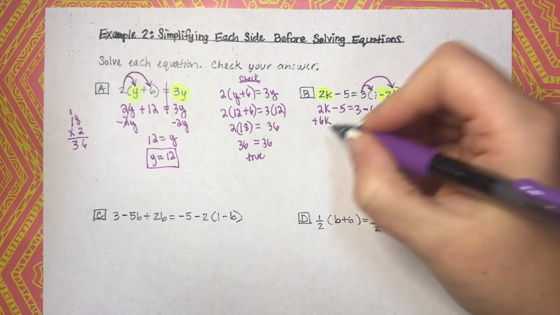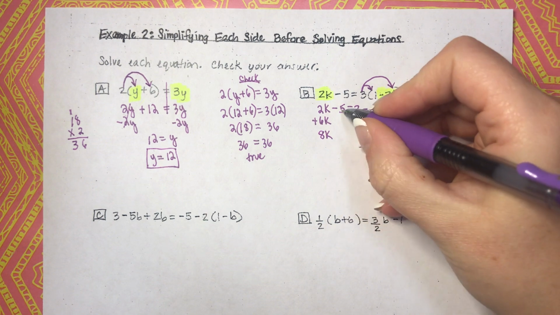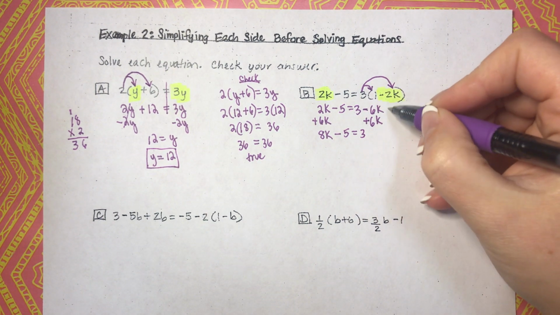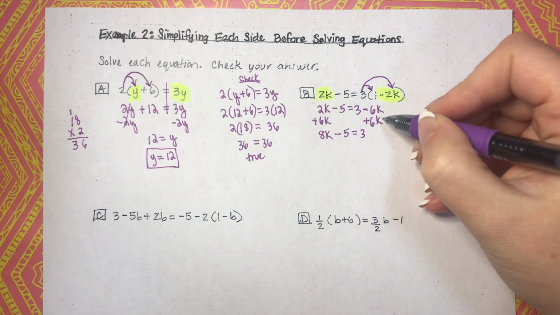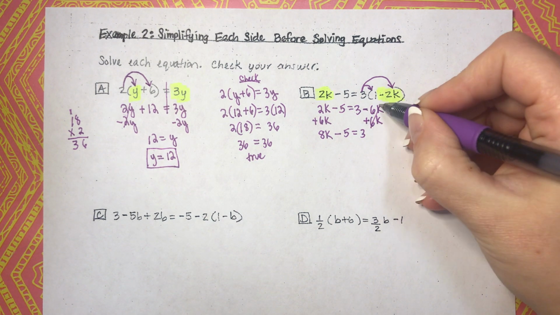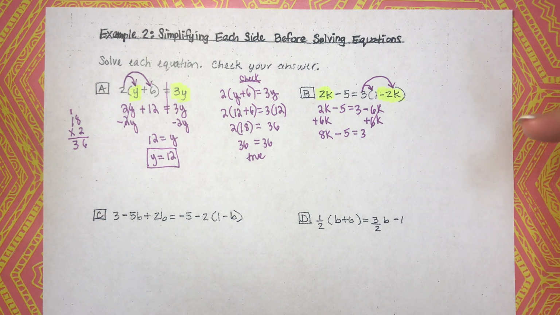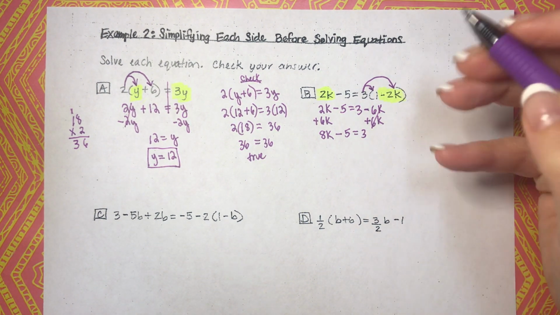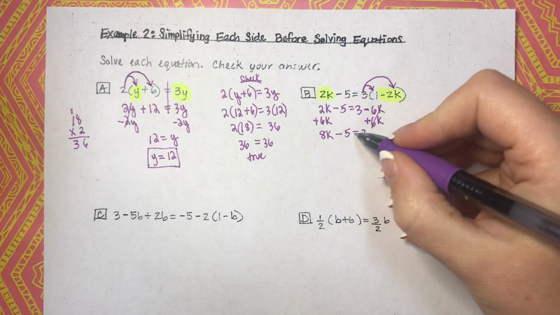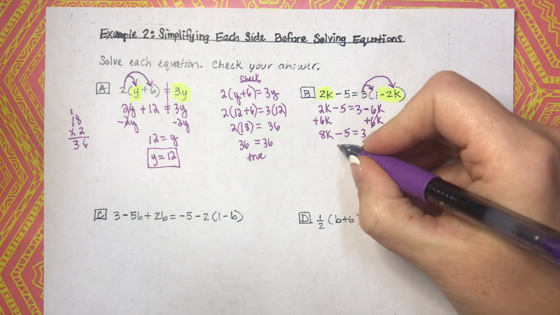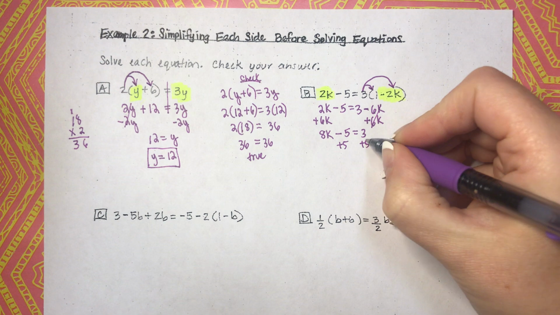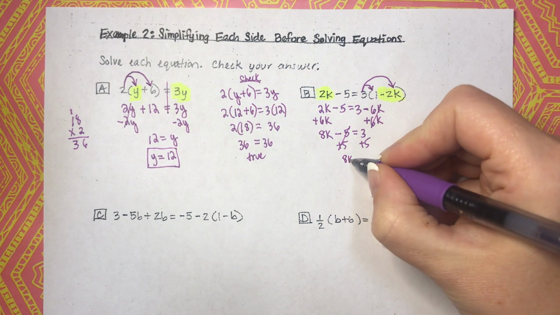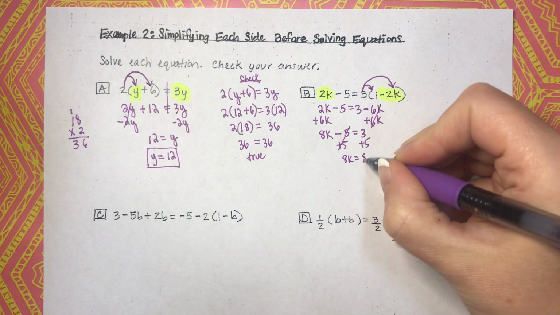2k plus 6k is 8k. Minus 5 is equal to 3, and then negative 6k plus 6k is 0. Okay. Then we are going to get k by itself, so we got to get rid of this bit out here. The inverse operation of a negative 5 would be a positive 5 to both sides. Okay, that's 0. We're left with 8k equals 3 plus 5, which is 8.